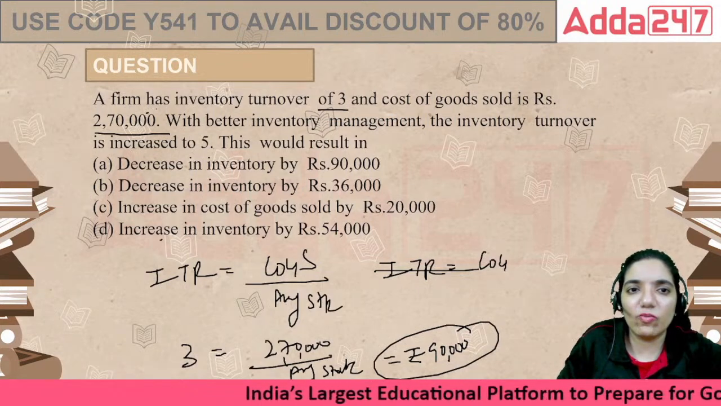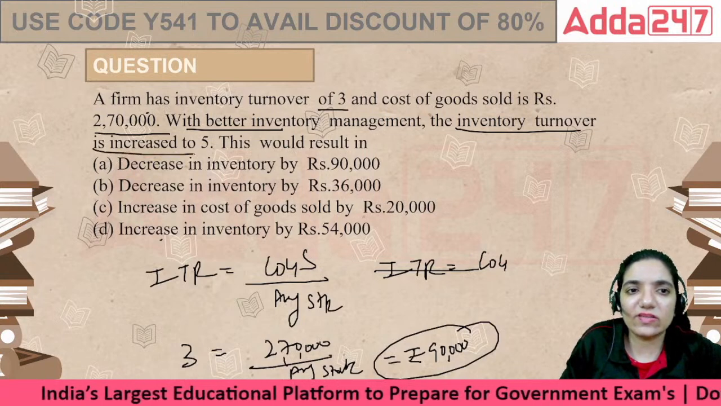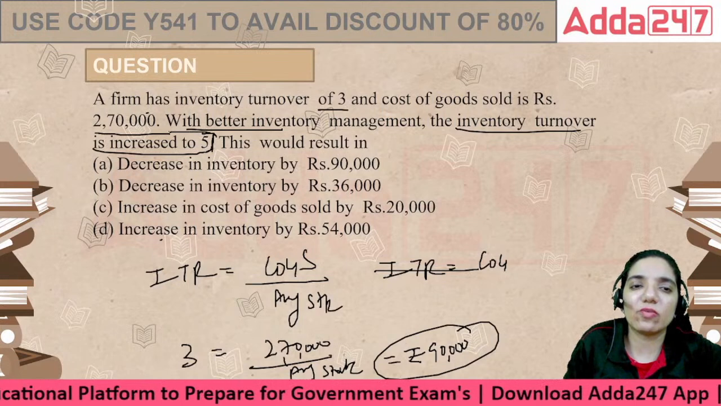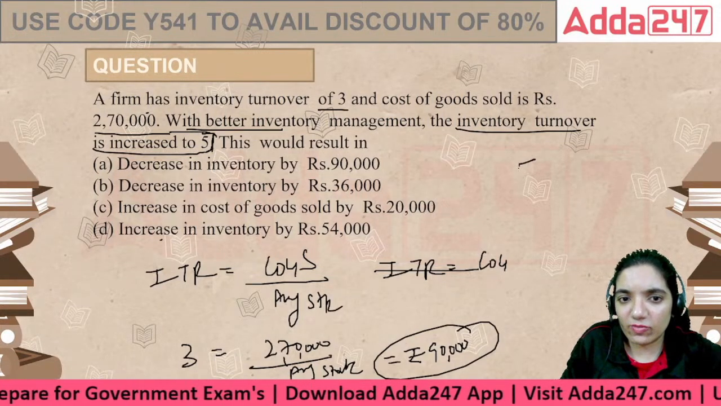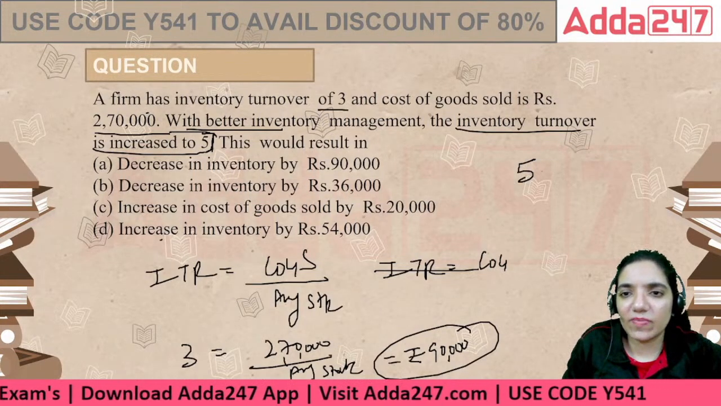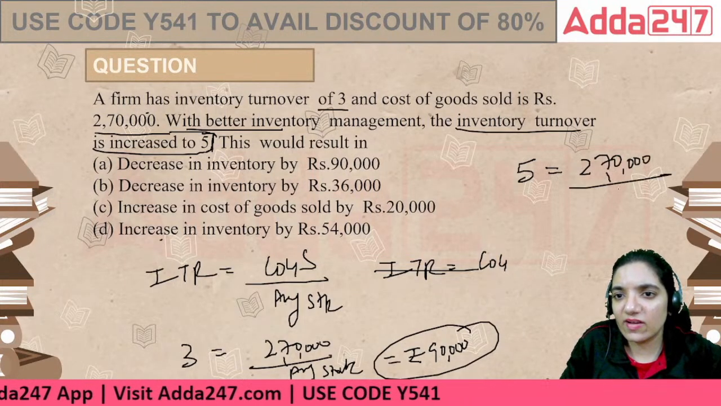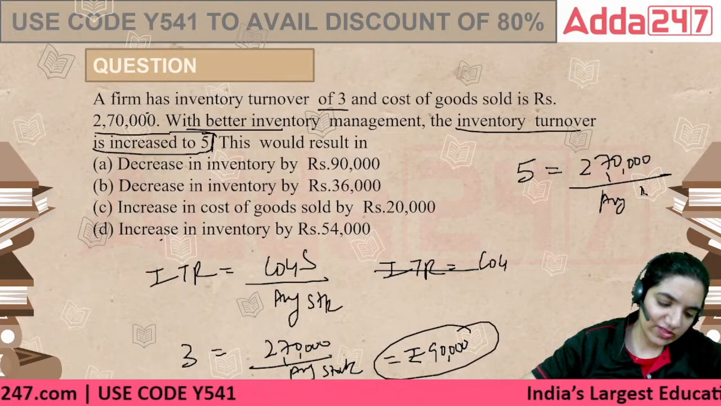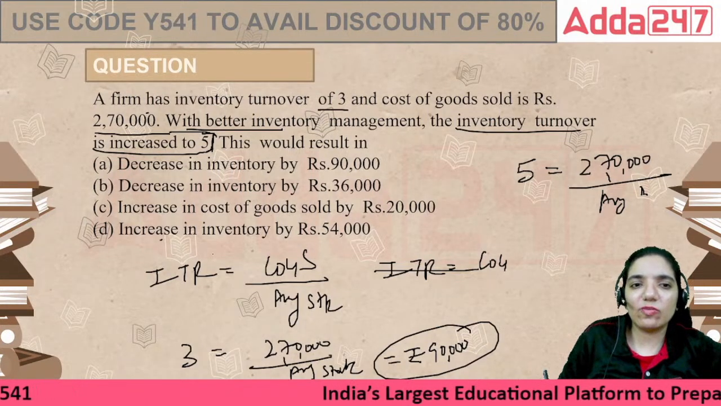Then with better inventory management, the inventory turnover is increased to 5. If the inventory turnover is increased to 5, then what would happen? The COGS of 2,70,000 rupees is there. Then what would be your average inventory? It would be 2,70,000 divided by 5, giving us a value of 54,000. There would be a decrease.